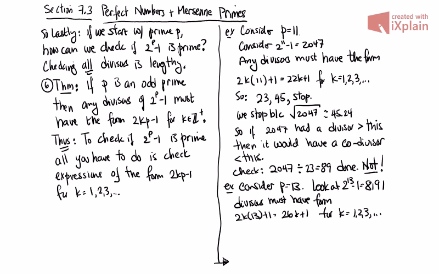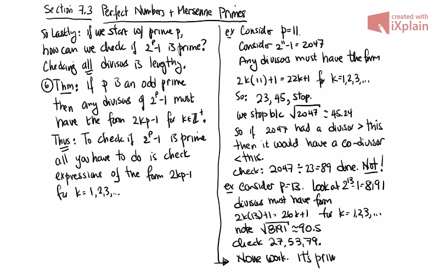So if we notice the square root of 8191 is approximately 90.5, that's where we can stop. So we only need to check 27 and 53 and 79, and none work. So it's prime. It meaning 8191, right there. That guy's prime. In other words, when we say none work, when you divide 8191 by these, there's a remainder. It doesn't divide evenly.